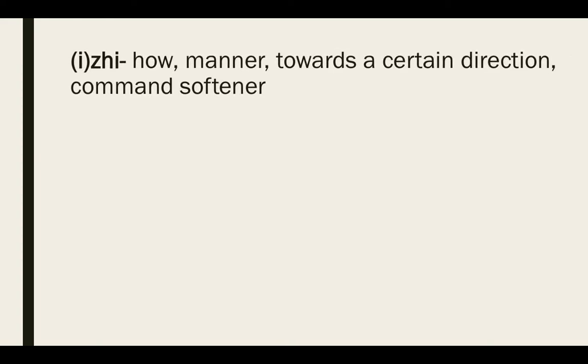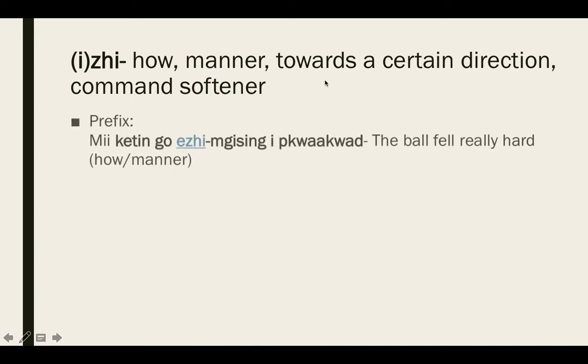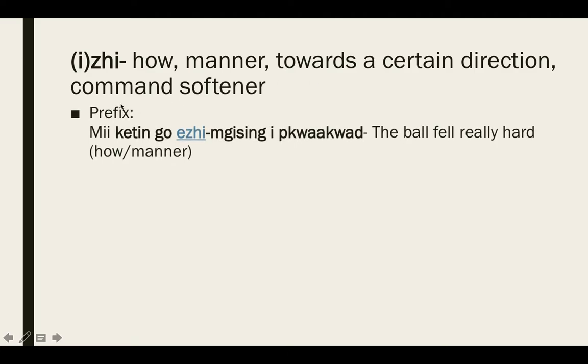So now we're going to go over each relative root and how they're used in a variety of ways and what they mean. So je can mean how or manner, how something is done, towards a certain place, and a command softener. So this first example here is a prefix version. Mi ketingo ejem gising ip quaquid. And so that means the ball fell really hard. So this is referring to how or the manner to which the ball fell.